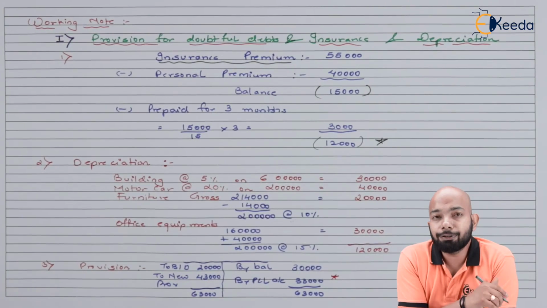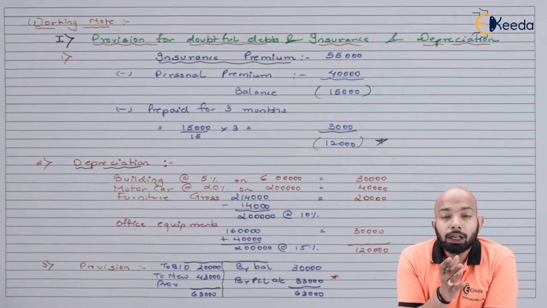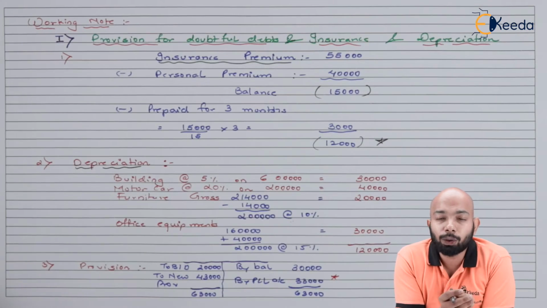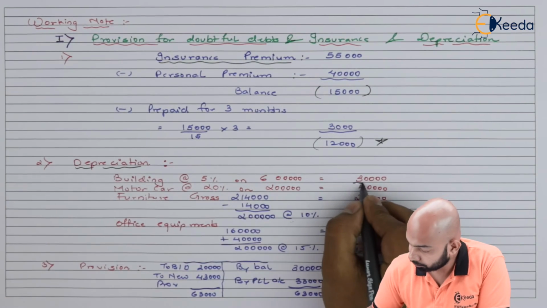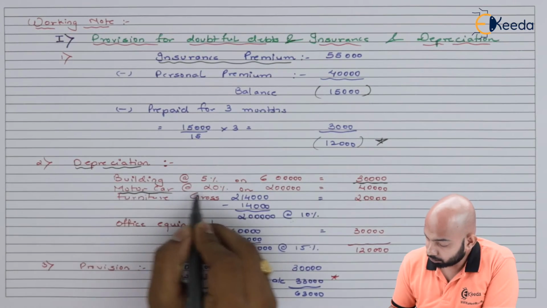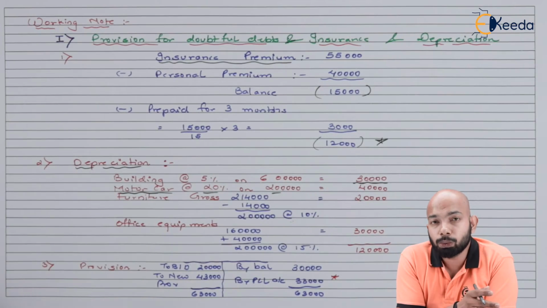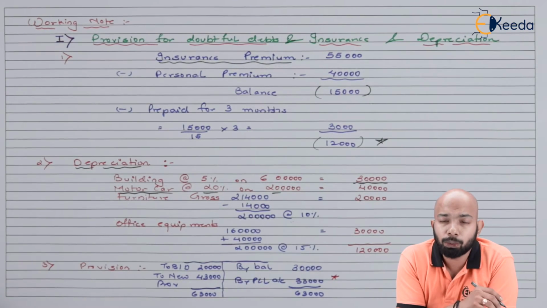Now, the next refers to the depreciation here. On building, it was mentioned at 5%, which is costing 6 lakh rupees. 6 lakh is the cost of the building. 5% on that will be somewhere around 30,000. So 30,000 is the depreciation on building. Motor car states that 20% depreciation is supposed to be taken here. So 2 lakh is the cost of the motor car. 20% on that will be 40,000. So that is the depreciation on motor car.